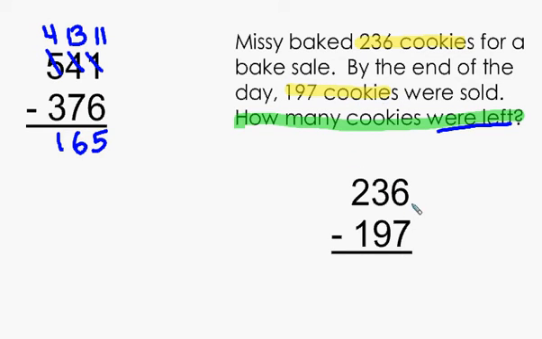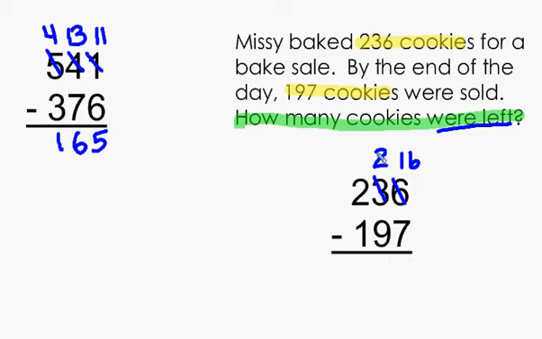6 minus 7 we can't do. Sometimes you don't have enough, you have to borrow from a neighbor. We borrow from the 3, it becomes a 2. Anytime I borrow 1, I add 10. 10 plus 6 is 16. I can do 16 minus 7 now, but I can't do 2 minus 9.